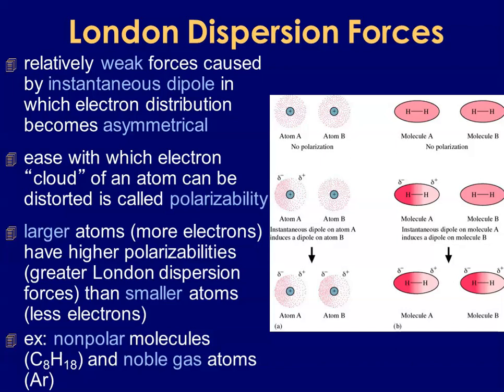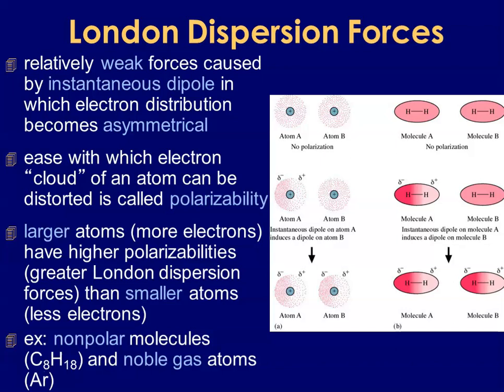What do I mean by an instantaneous dipole? These molecules and these atoms all have electrons. And what will happen is as these electrons are moving around, more of the electrons will end up on one side of that atom or molecule than the other side. And so that's when you have a partial negative charge and a partial positive charge. And because these just occur from random movements, they are instantaneous.